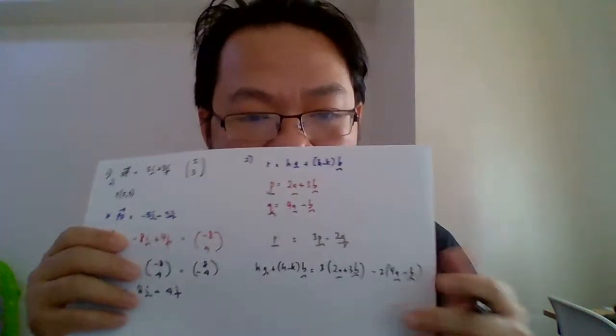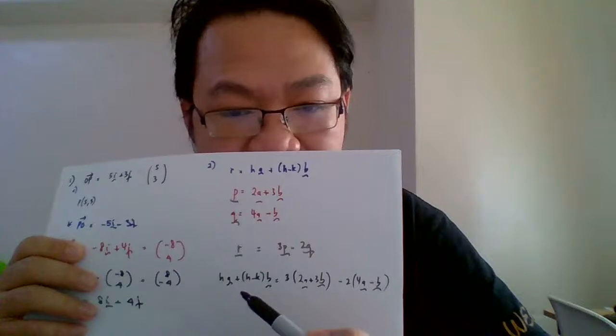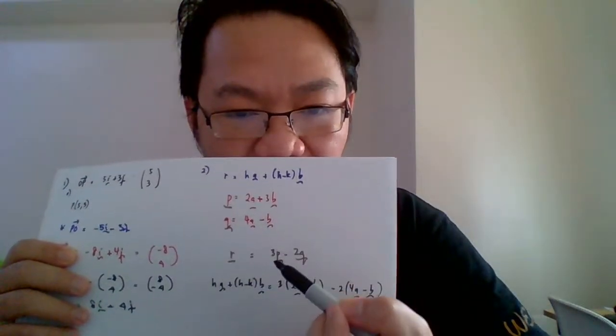Okay, so it will become like this. HA tambah equals to 3P, which is 2A plus 3B, minus 2, 4A minus B. Okay, guys, then you are supposed to get this. Our R equals this. We just cut and paste our P. 6A tambah 9B minus 8A plus 2B. Okay.